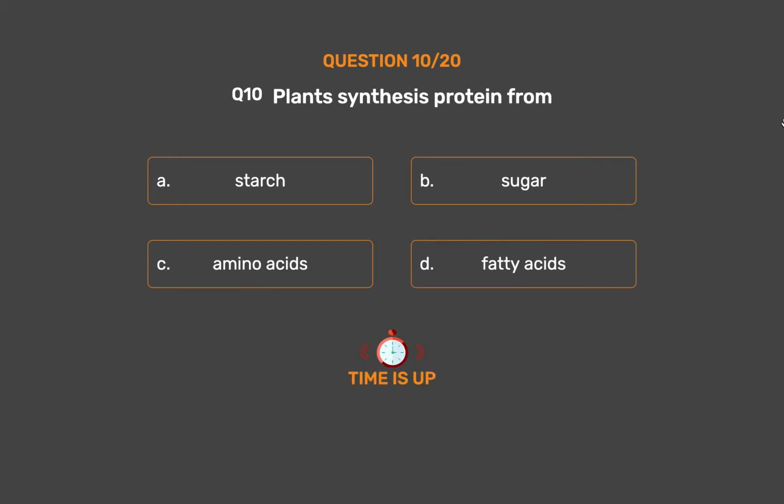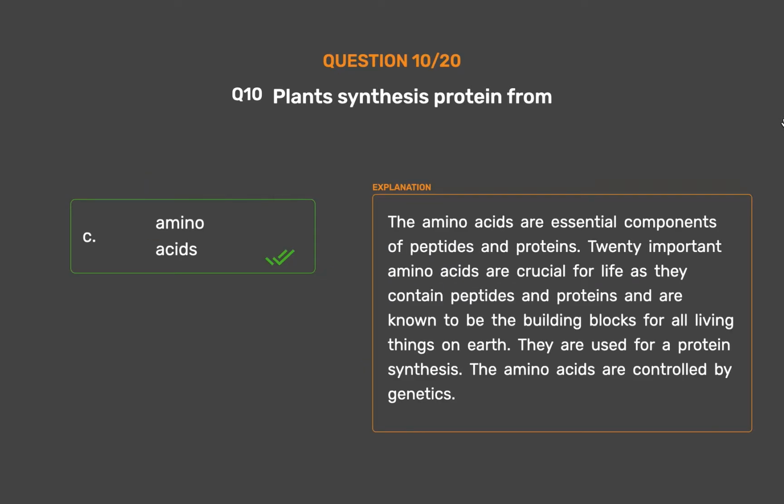The correct answer is Option C. Amino acids. The amino acids are essential components of peptides and proteins. 20 important amino acids are crucial for life as they contain peptides and proteins and are known to be the building blocks for all living things on Earth. They are used for protein synthesis. The amino acids are controlled by genetics.